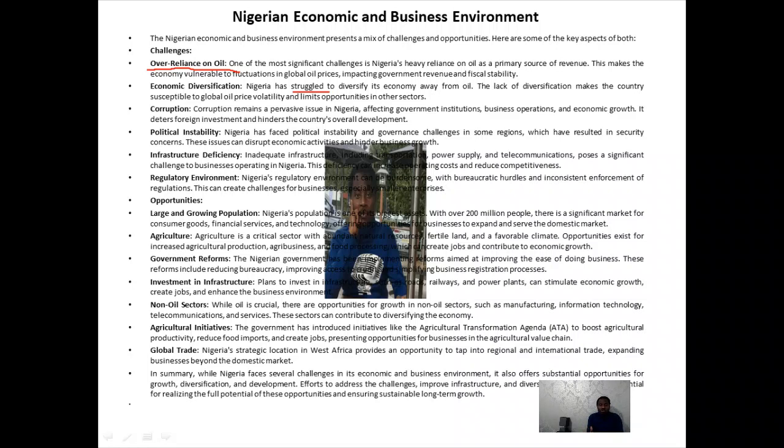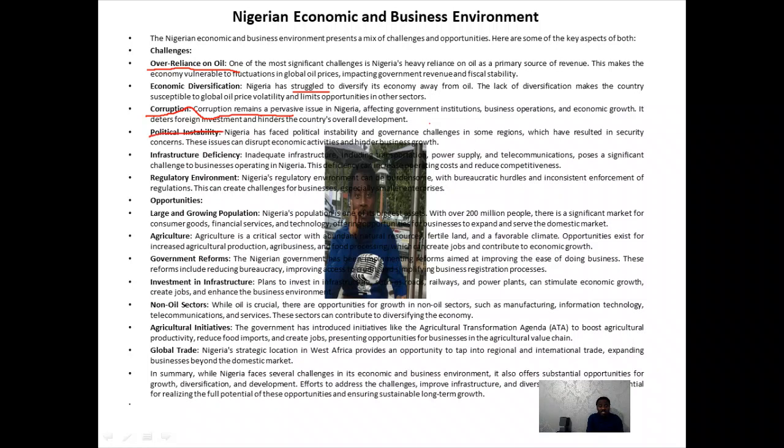So lack of diversification makes it difficult for Nigeria to actually be seen when it comes to global oil price volatility, when it comes to FDI, when it comes to global competitiveness. Then we can talk about corruption. Of course, corruption is everywhere in the world, but it is peculiar to the Nigerian economy and is affecting the economy too. Political instability, mention it.